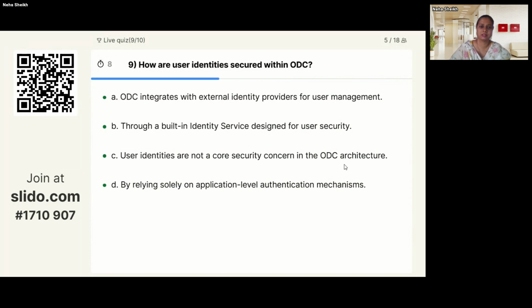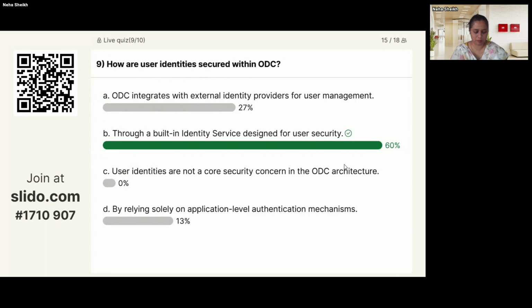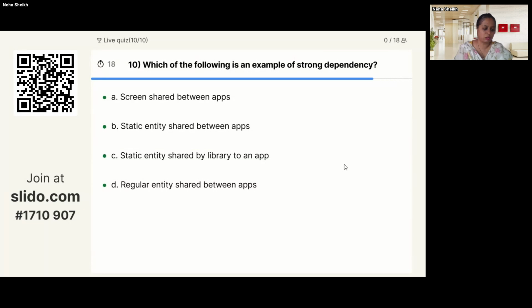Come on, guys, we just have one more question to go after this. Okay. The answer is B, and most of you got it correct. That's great. Let's see the last question. Which of the following is an example of strong dependency?